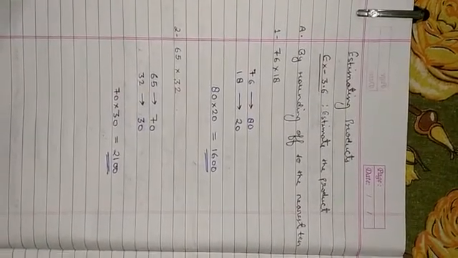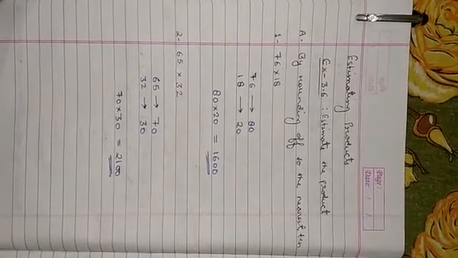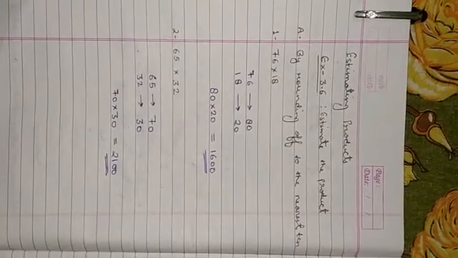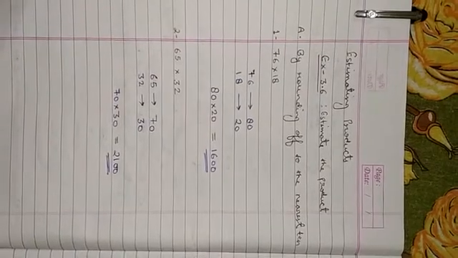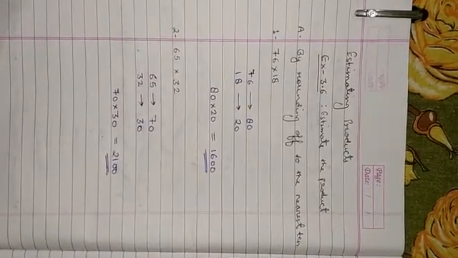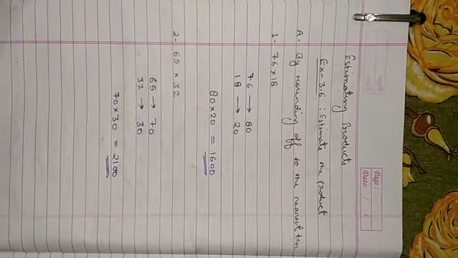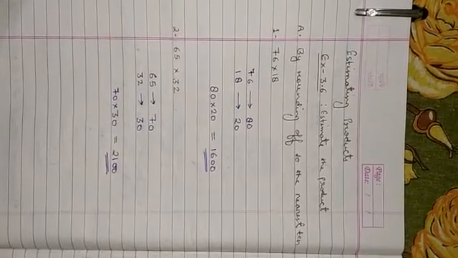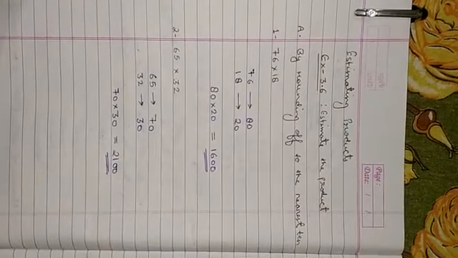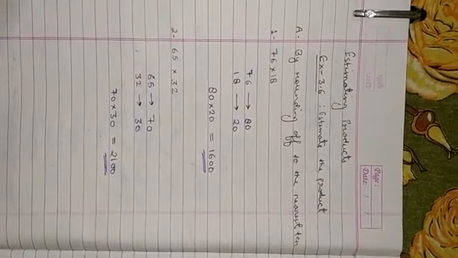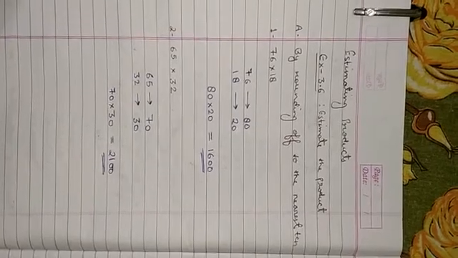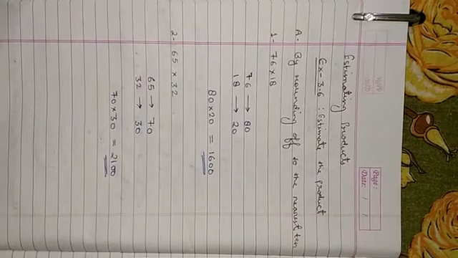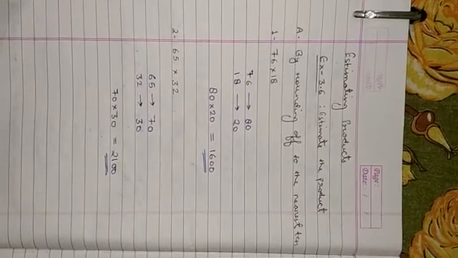Now, estimating product. What is estimation? Means near about value. Okay. In Hindi, अंदाज़ा लगाना. Of any number. Suppose there is a number 98. Okay. And 98 is near about 100. So it is near to 100. Okay. So the estimated value of 98 is 100.